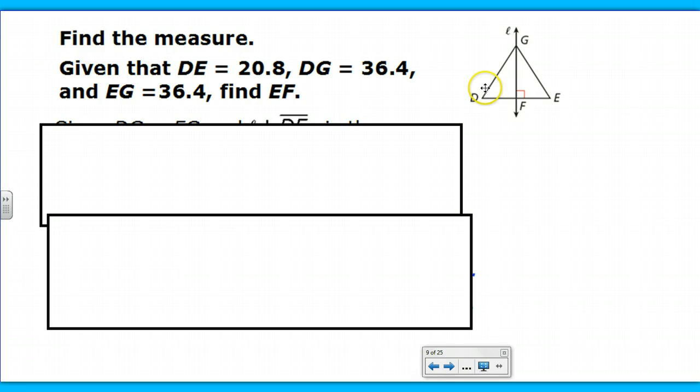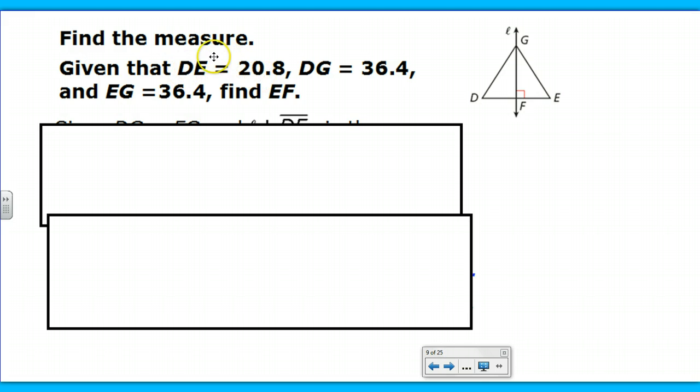Find the measure. Given that DE equals 20.8, DG equals 36.4, and EG equals 36.4. So we can say that because G is equidistant from these endpoints of DE, that line L is a perpendicular bisector, can't we? And so we can say then that DF equals FE.